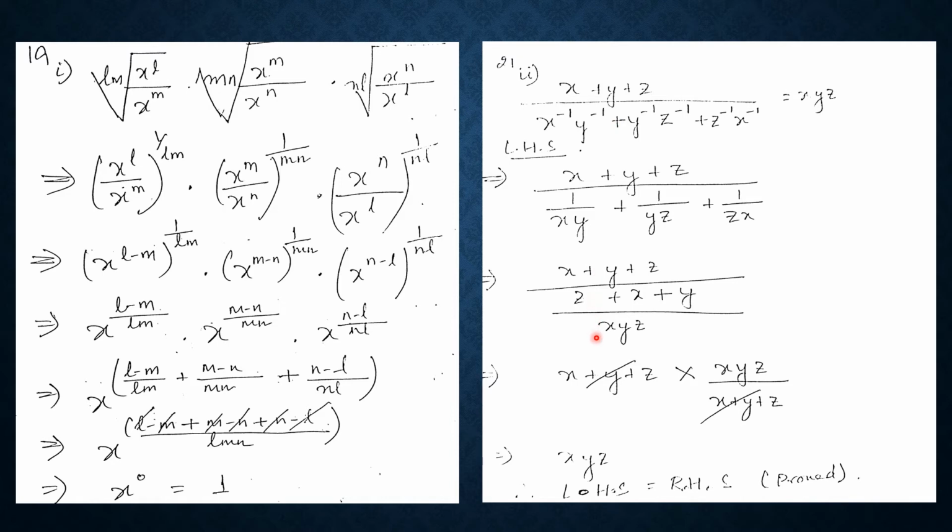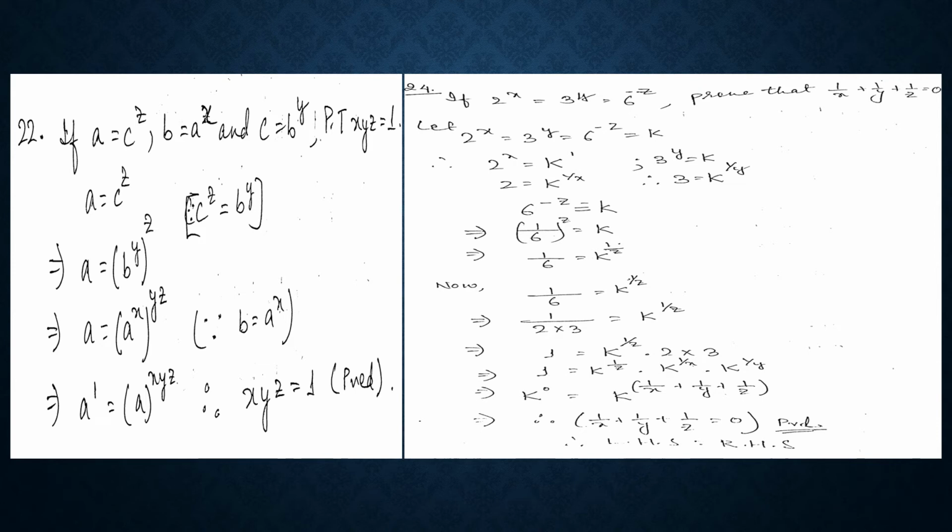On taking the LCM, we get xyz in the denominator, and we have z plus x plus y in the numerator. On converting the numerator into denominator, we get x plus y plus z. Since division is changed to multiplication, we have xyz by x plus y plus z. So they get cancelled and we are left with xyz. Hence proved that left hand side is equal to right hand side.